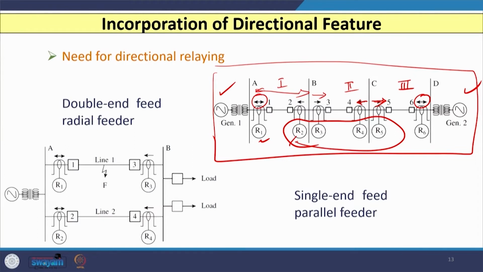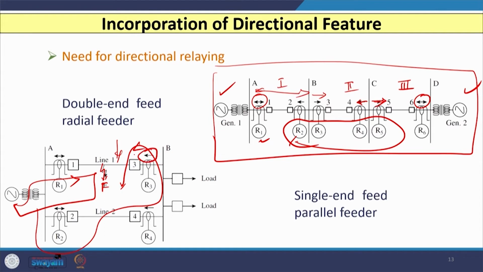Now, directional relays are very important when we consider a parallel feeder like this, where there are fair chances of reversal of fault. For example, if I consider a fault here at point F, one way for the fault current to flow is like this. The other way is like this. So, obviously, there are fair chances of reversal of fault, that is why I have considered this relay as directional. Similarly, when a fault occurs here, I have to consider this relay as directional.